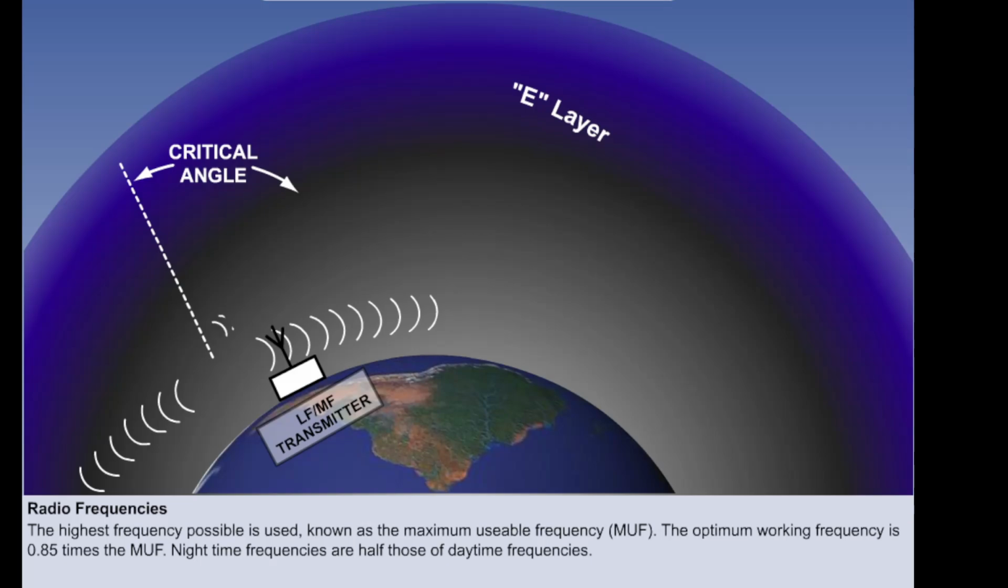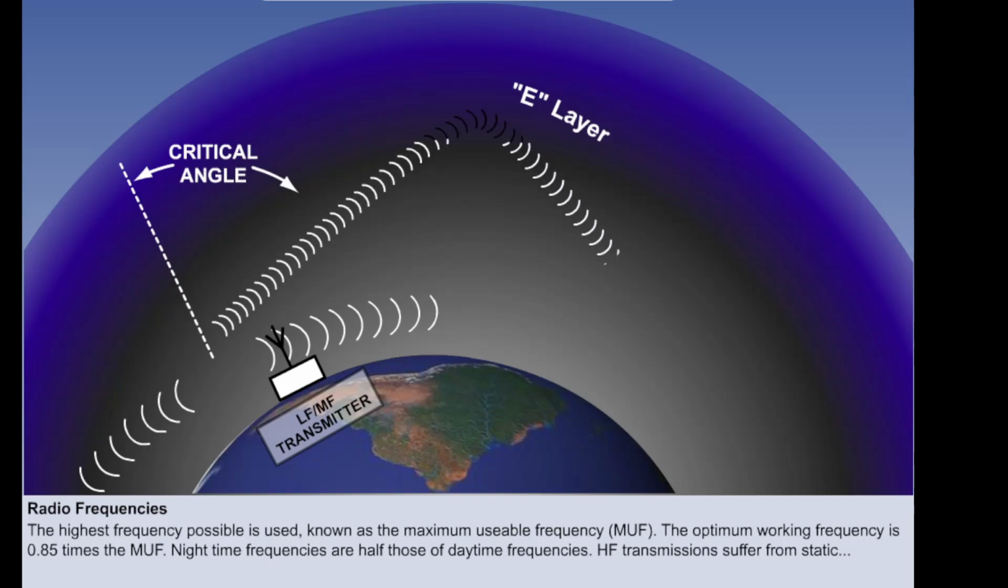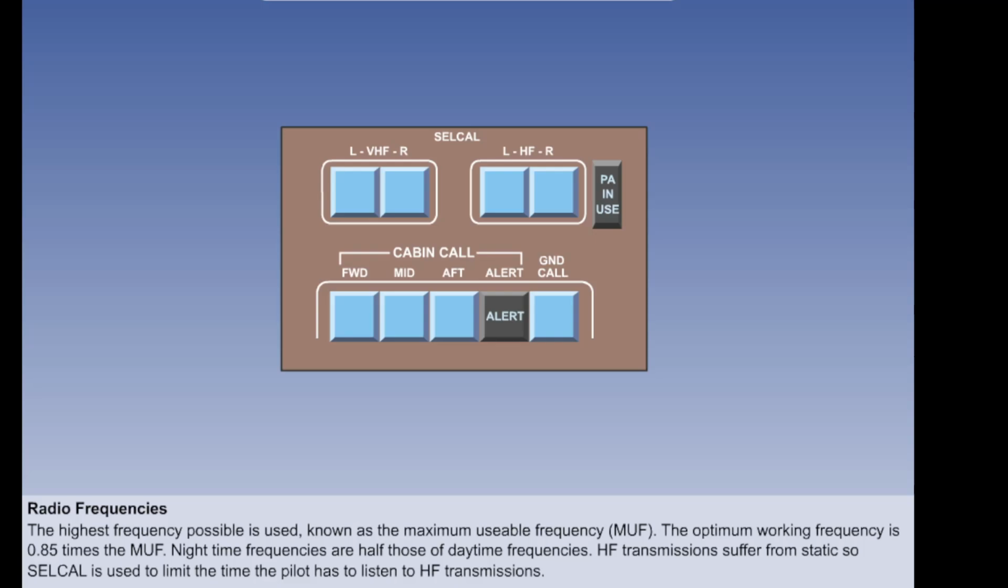Ionization levels are lower at night, and generally the frequency used is half that used during the day. Otherwise, the radio wave would have too much energy and would travel straight through the ionosphere. High-frequency transmissions suffer badly from static interference and are unpleasant to listen to for a long time. So some equipment is fitted with a selective calling system called SELCAL. This is a 4-letter code system which enables air traffic control to alert a pilot that ATC wish to speak to him. This avoids the pilot having to monitor his frequency continuously.